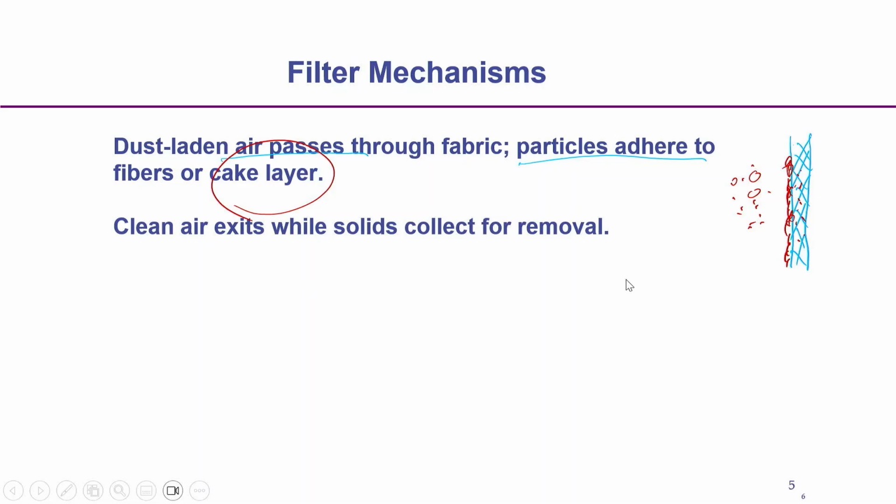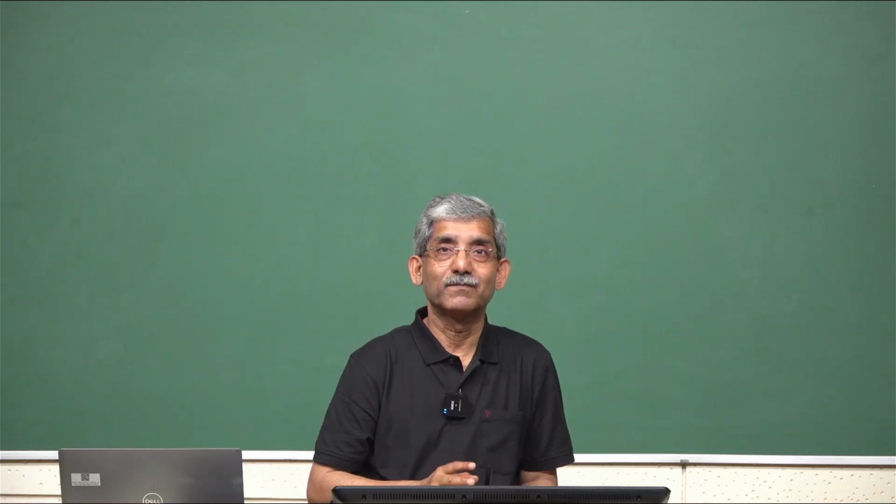And clean air without any dust comes out through the fabric. So, the dust is collected, solid particles are collected and clean air is passing through. That is basically filtration which we want, and filtration is not the sieving.